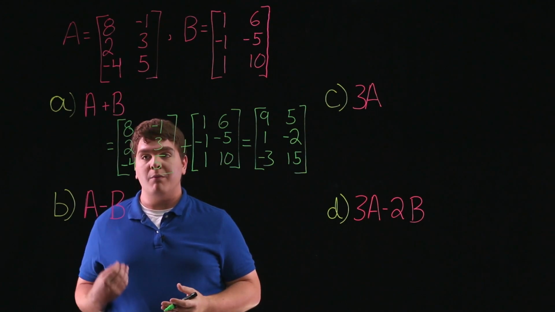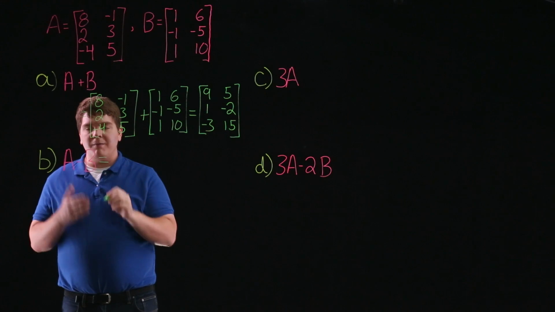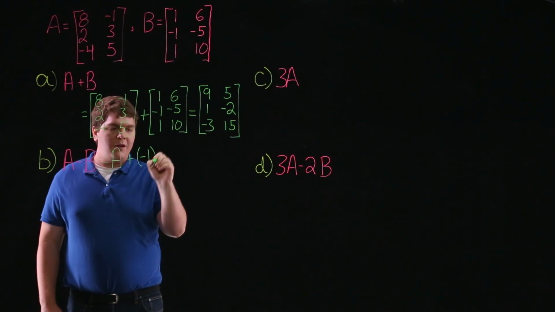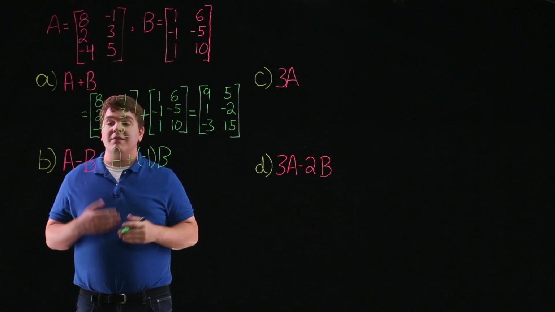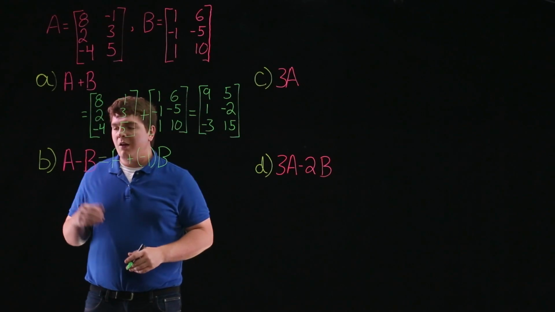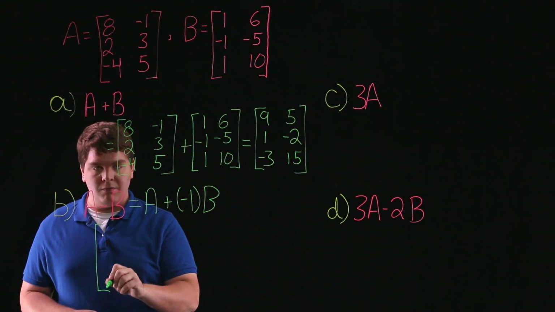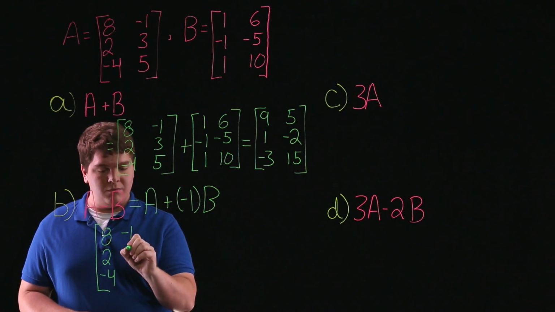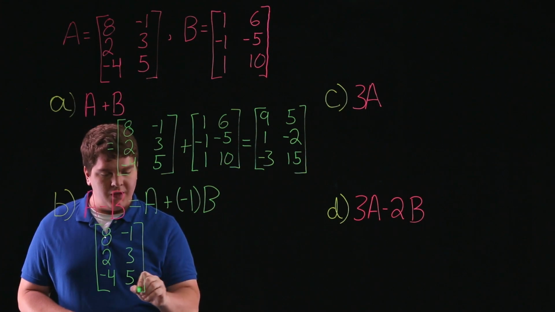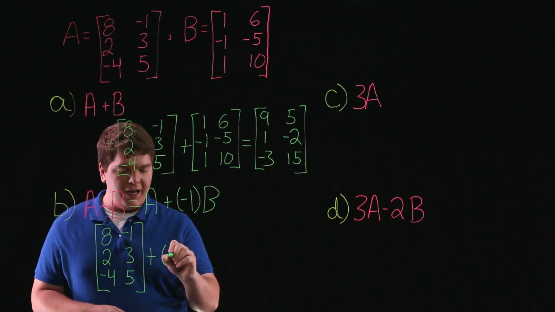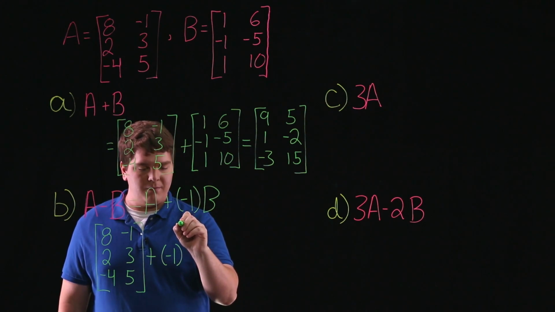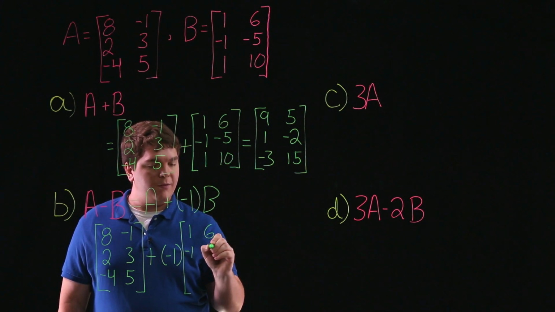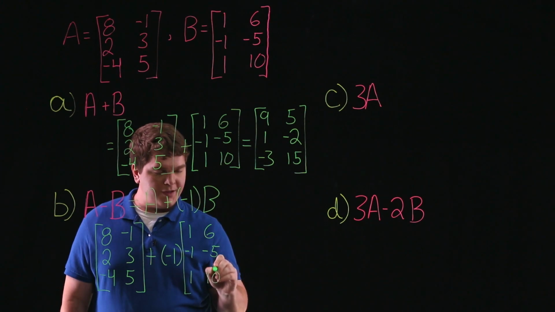For part B, we're looking for A minus B. Let's begin by just considering that A minus B is equal to A plus negative 1 times B. We'll use this piece of information to find A minus B. So let's begin by writing down our matrix A. And here we're going to add negative 1 times our matrix B. So our matrix B was 1, 6, negative 1, negative 5, 1, and 10.